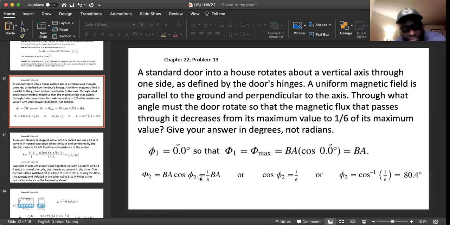So that's what we're doing right here. BA cosine phi 2 equals 1/6 BA. So cosine phi 2 is 1/6. From here, we just find the angle corresponding. This phi that is in italics is the angle, and this uppercase psi that is quite larger is the magnetic flux. So don't confuse both. Okay.